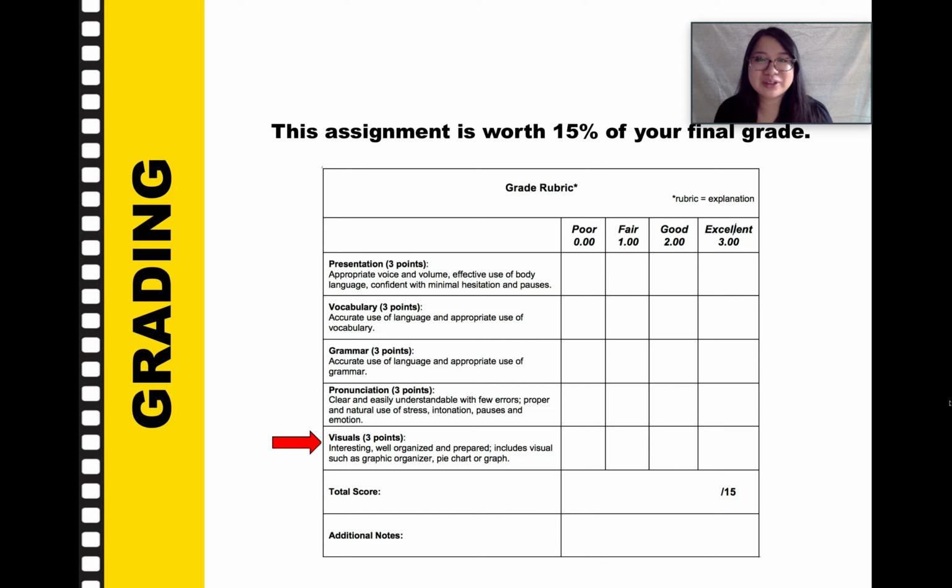Or we can use other visual aids to enhance our presentation, and I will explain those later in this video. In total, you will have a score out of 15, and this will become 15% of your final class grade. I might also add some additional notes depending on your presentation or if you were late submitting your work or something like that.